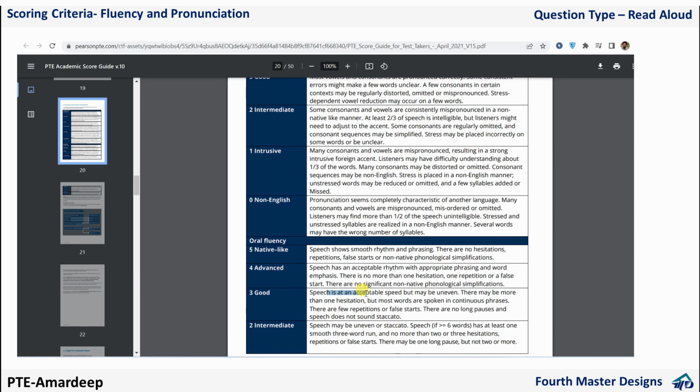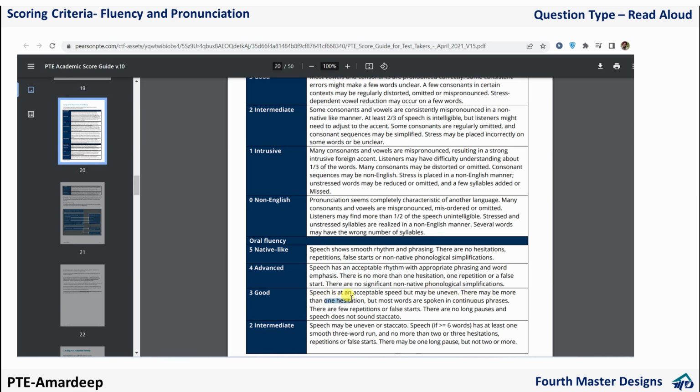Speech is an, I missed an "at", fine. Just continue. Speech is at an acceptable speed but may be uneven. There may be more than one hesitation, but most words are spoken in continuous phrases. There are few repetitions or false starts, there are no long pauses, and speech does not sound. That's all. Now, read the third one.